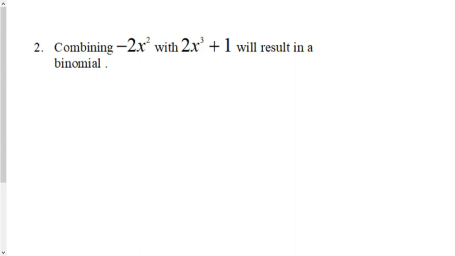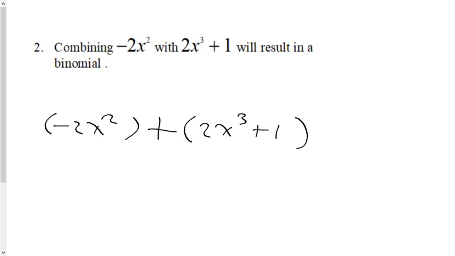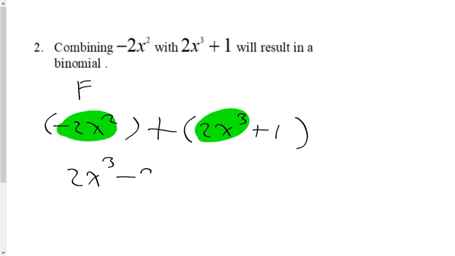The second question says combining negative 2x squared, combining means addition, with 2x cubed plus 1 will result in a binomial. Well, the answer for that is false, because this term and this term are not like terms. So if I was to gather like terms, I'd start with the highest degree term, which would be 2x cubed, minus 2x squared, plus 1. Therefore, when I combine them, there are no like terms, so the combination of that monomial with that binomial, because there are no like terms, will simply result in a trinomial.